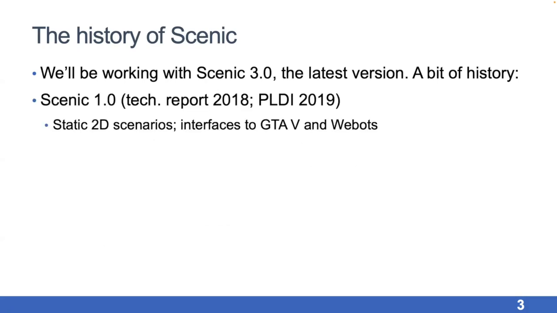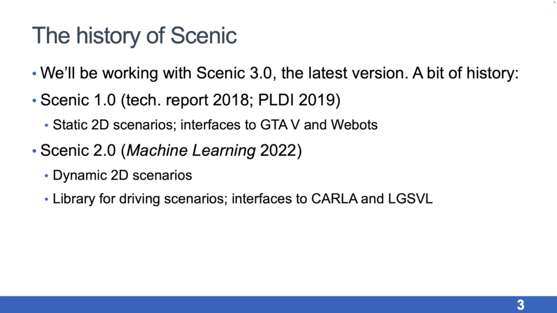The first version of SCENIC from 2018, and then in our paper in 2019, was just about static scenarios. It also had a 2D world model, which was good enough for most autonomous driving scenarios, for example. So we saw the interface to GTA 5 that Sanjit showed. We also had an interface to a robotic simulator, Webots. And most of the features we'll talk about in the first part of my section will be from that.